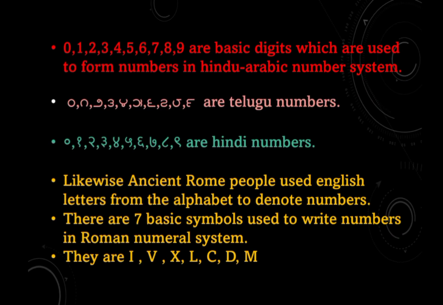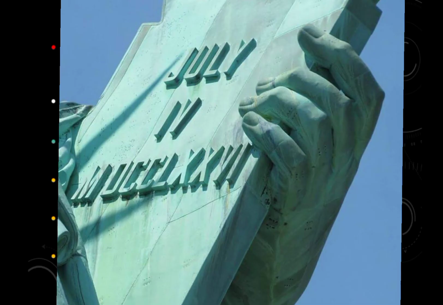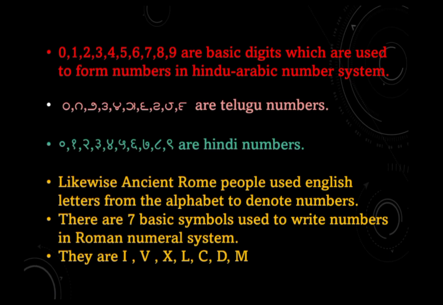See here. Now we are using these Roman numbers in our daily life also. We can see these Roman numbers in museums. In museums, we will see some monuments, right? In those monuments, we can see these Roman numbers. Years will be denoted in this Roman system only.